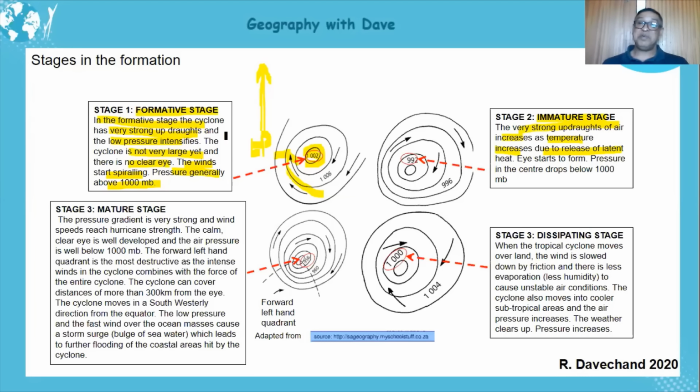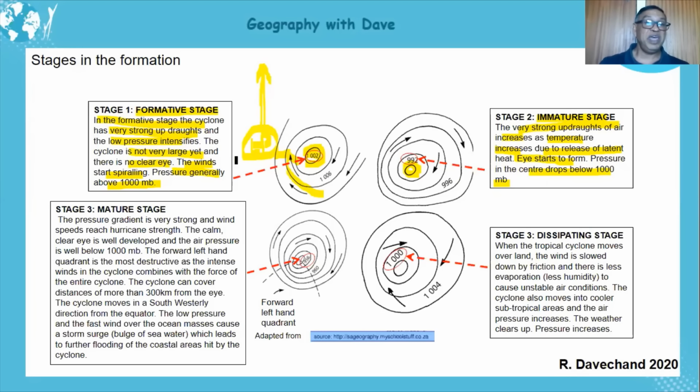You can notice here the eye starts to form. This vortex becomes more intense. Can you see it's getting smaller? It has become intense, and that's when we call it the eye. It starts to form, and the pressure in the center now drops below 1000 millibars. Can you see it's dropping? And when it's dropping, what's happening to the air spiraling towards the center? It's becoming faster and more intense.